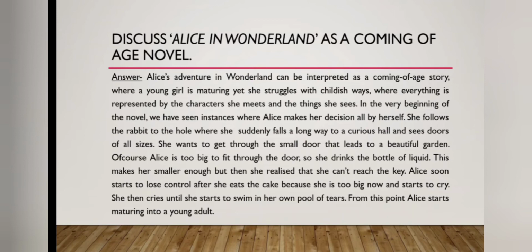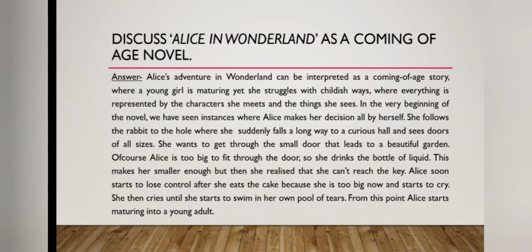She wants to get through the small door that leads her to a beautiful garden. Of course, Alice is too big to fit through the door, so she drinks the bottle of liquid. This makes her small enough, but then she realizes that she can't reach the key. Alice soon starts to lose control after she eats the cake because she is too big now, and starts to cry. She then cries until she starts to swim in her own pool of tears.